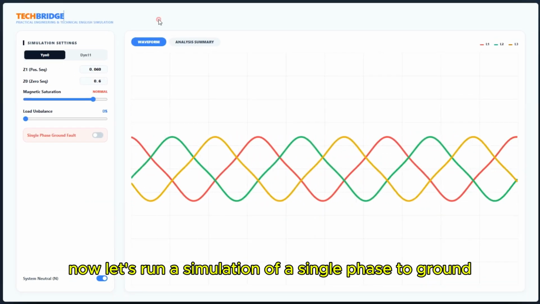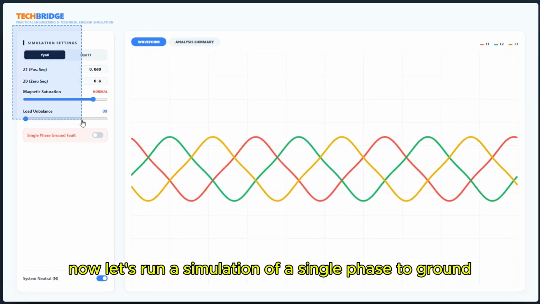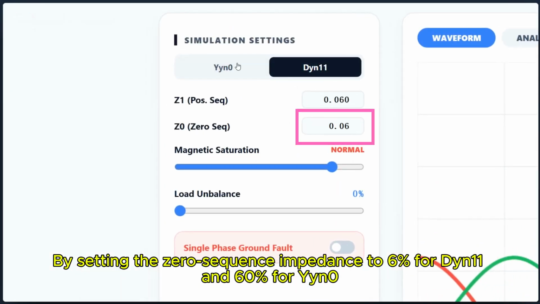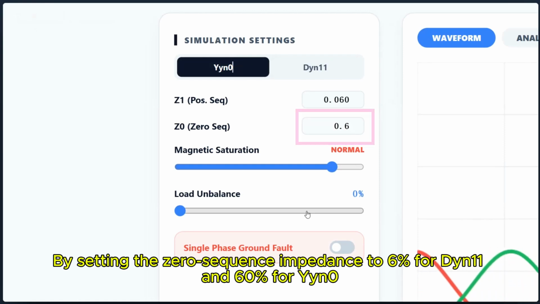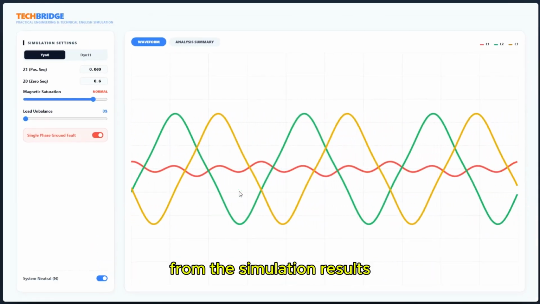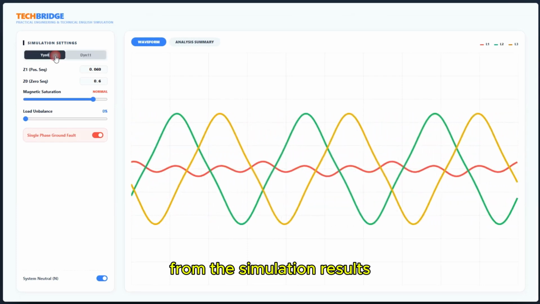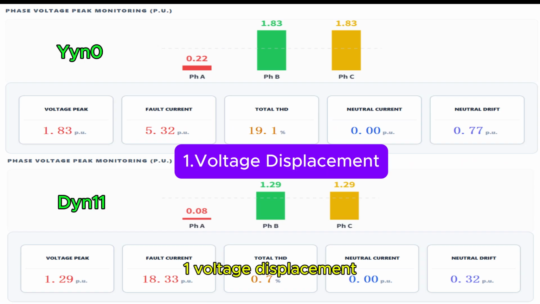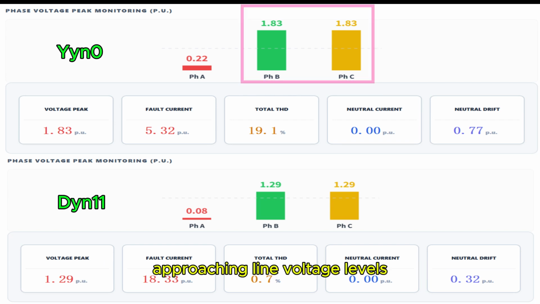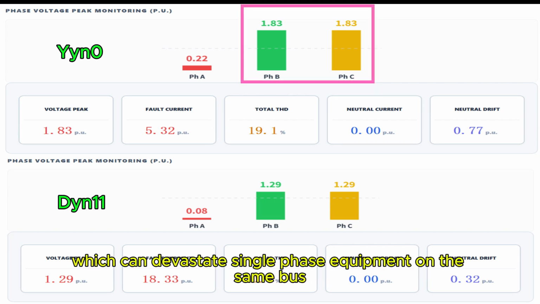Now let's run a simulation of a single phase to ground fault. By setting the zero-sequence impedance to 6% for Dyn11 and 60% for Yyn0, we can observe the following characteristics from the simulation results. 1. Voltage displacement in Yyn0 connection. The voltage of non-faulty phases rises sharply, approaching line voltage levels, which can devastate single-phase equipment on the same bus.